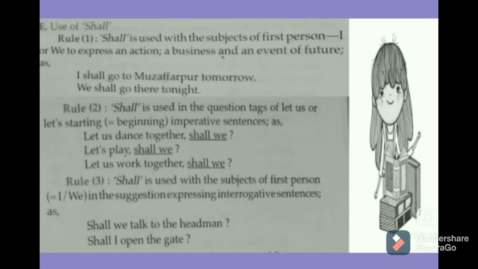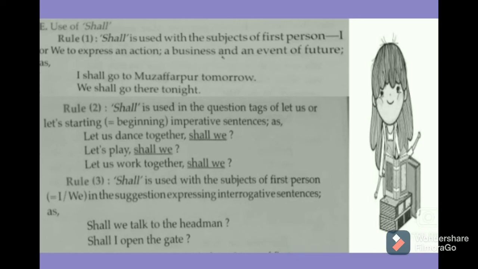Rule 2. Let's see rule number 2. Shall is used in the question tags of let us or let's starting imperative sentences. You know imperative sentences. Imperative sentences are the sentences which show command, suggestion, advice, etc. You have seen a video has also been made on that, on sentences.